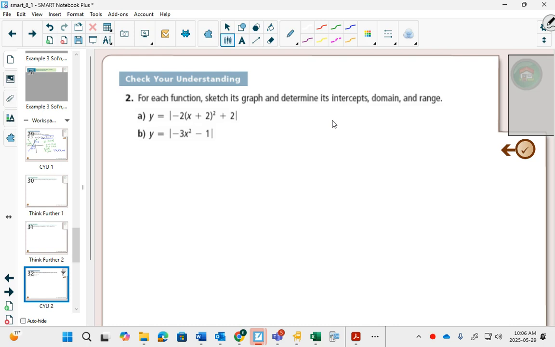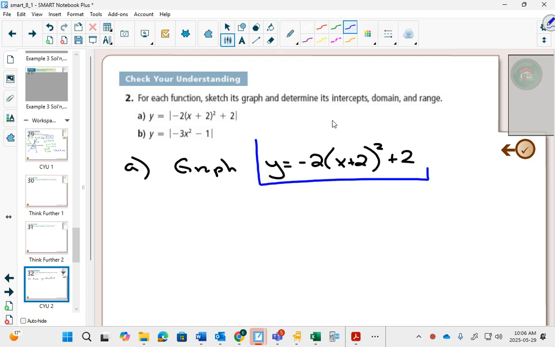For each function, sketch its graph, and determine intercepts, domain, and range. So for A, just like last time, we are going to graph the inside first. Put a blue box around this. I'm going to graph this one in blue.